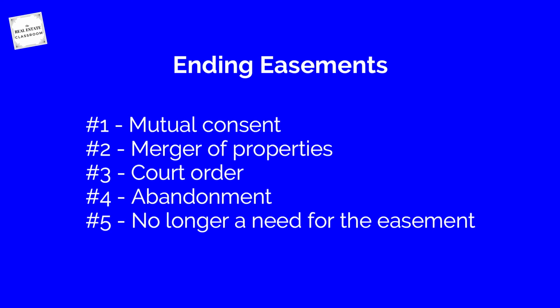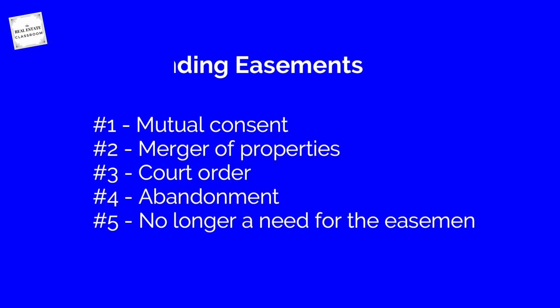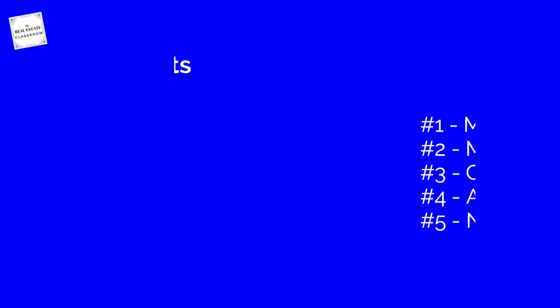Number three, court order. A judge can terminate any contract or any easement. Number four is an abandonment. So one of the parties, particularly the dominant tenant, abandons their right to use that easement. And the last one is the need no longer exists, such as an easement by necessity.